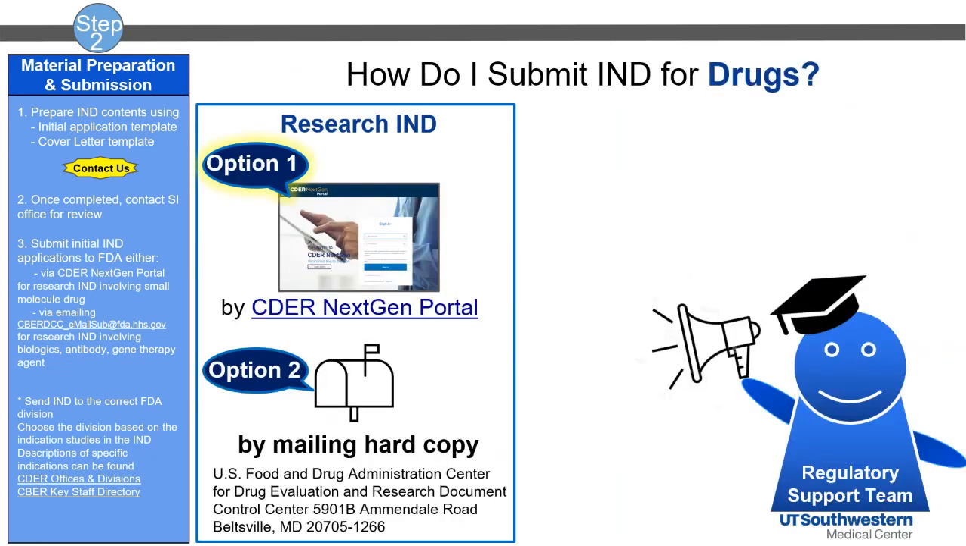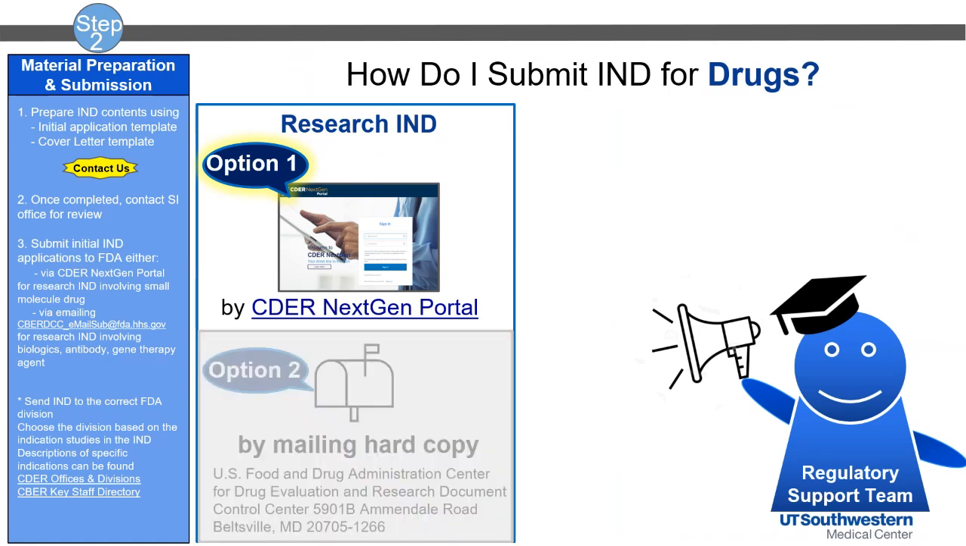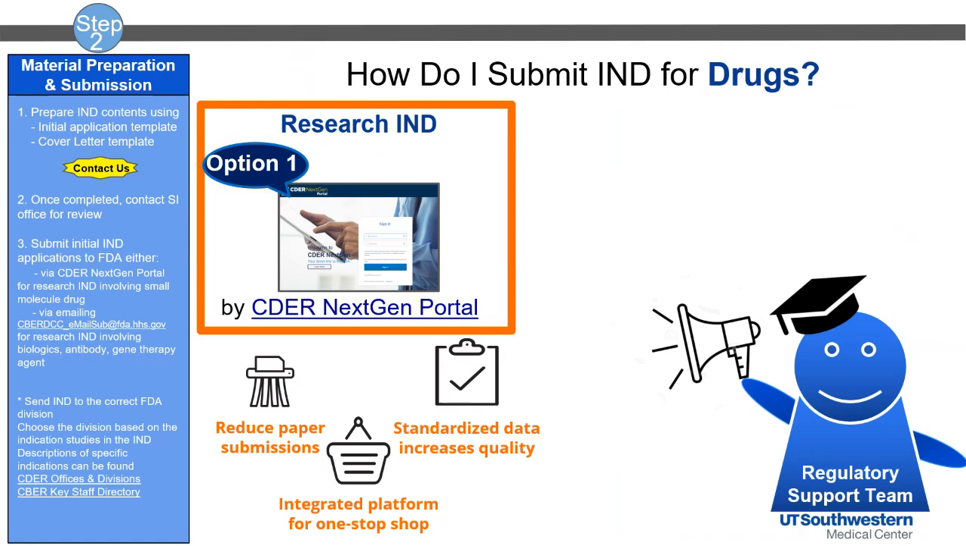So how to submit IND for drugs to CDER? There are two main submission options as seen here. Option 1 is using CDER NextGen portal. It is the agency's preferred electronic submission method today, and especially after the pandemic, the agency went through major digital transformation. CDER NextGen portal enables submission of research IND documents through a pre-signed and registered account. The advantages of the system are reduction in paper submissions, standardized data, and increased quality.